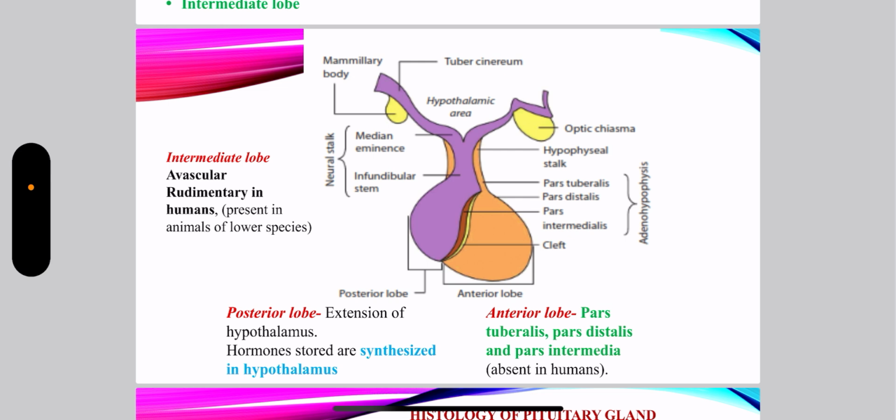Now the posterior lobe is basically an extension of the hypothalamus, okay? And the hormones stored in the posterior pituitary are synthesized in the hypothalamus. The intermediate lobe is avascular and almost rudimentary in human beings, but it is present in the animals of lower species.